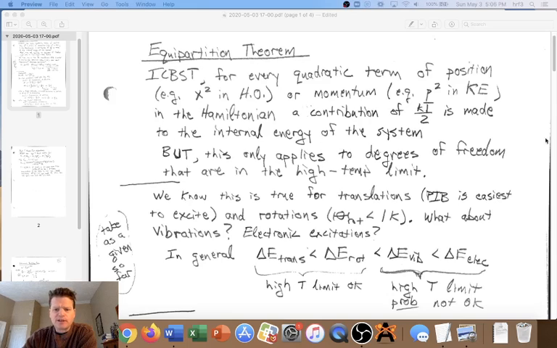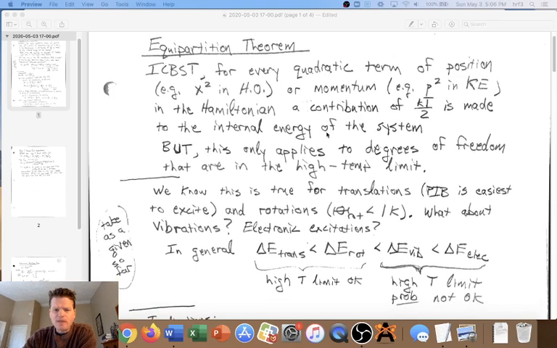This is the equipartition theorem, and it is something that can be derived just using statistical mechanics. But we'll take it as a given. But this only applies to degrees of freedom that are in the high temperature limit. So we talked about the high temperature limit for rotations. We know it's also true for translations. I don't think we did an example, but the translations are the easiest degrees of freedom to excite. And we showed last time in class on Friday that the rotational temperature is less than 1 degree Kelvin typically.